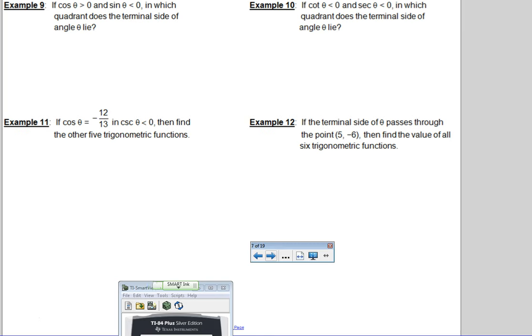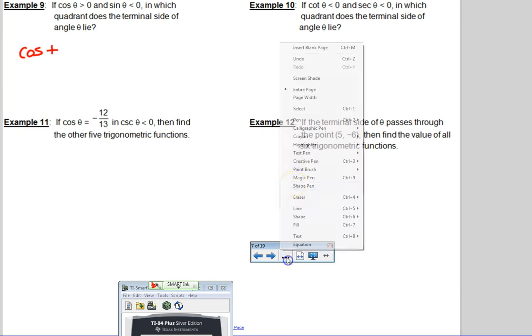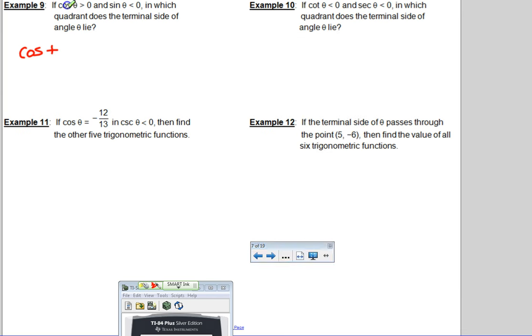So in order to figure out what quadrant you're in, you just have to figure out the clues they give you in the problem. So example 9 says cosine theta is greater than 0. Well, that's telling you that cosine is positive. Okay, then they tell you later on that sine of theta is less than 0. And I'll highlight it. So cosine theta is bigger than 0 means this. And sine theta is less than 0 is going to mean this.